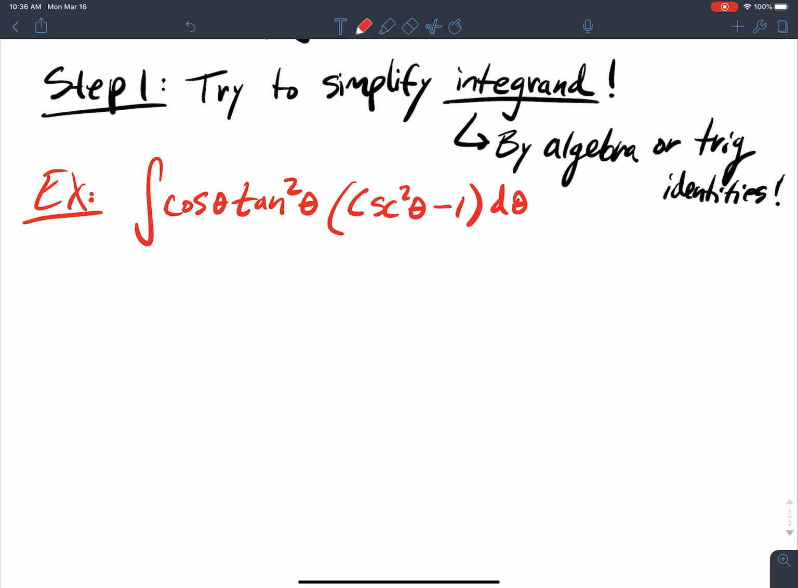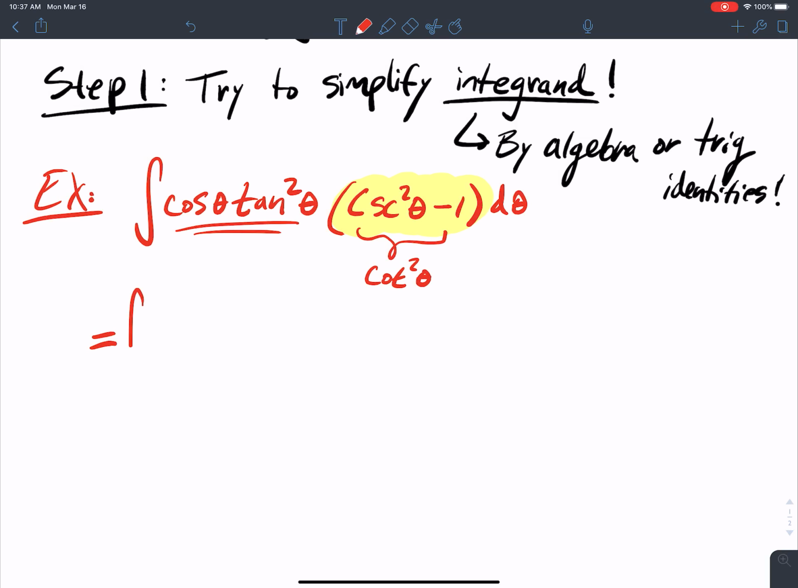But here I see an identity. Right here, what's this identity? This is cotangent squared. Okay, cotangent squared. So I can reduce that. What about this here? Can I simplify it? Well, let's convert everything to sines and cosines and see what happens.